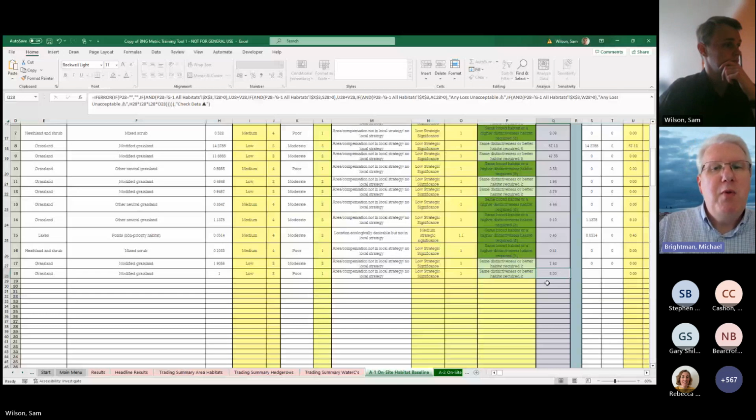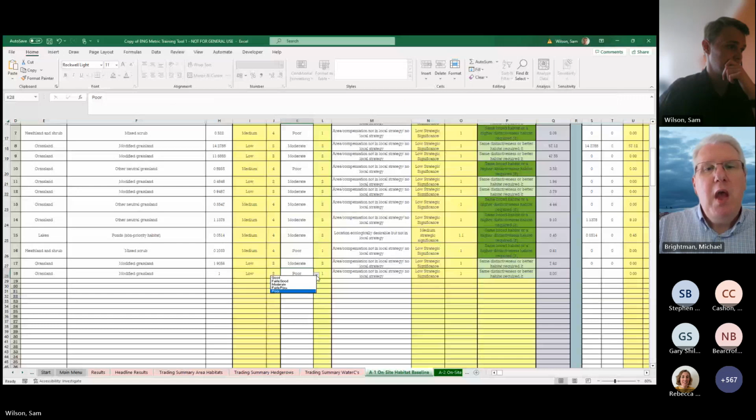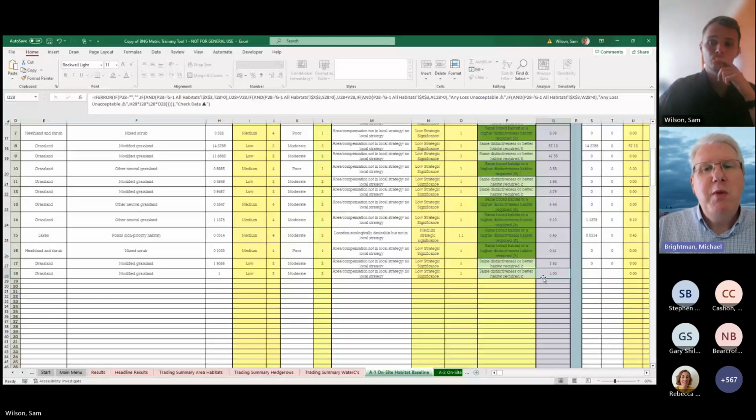If in this example we change the condition to moderate, and moderate condition habitat has a score of 2, you'll see that we've now doubled the units. So a score of 2 for the distinctiveness multiplied by 2 for moderate condition gives us 4 units.